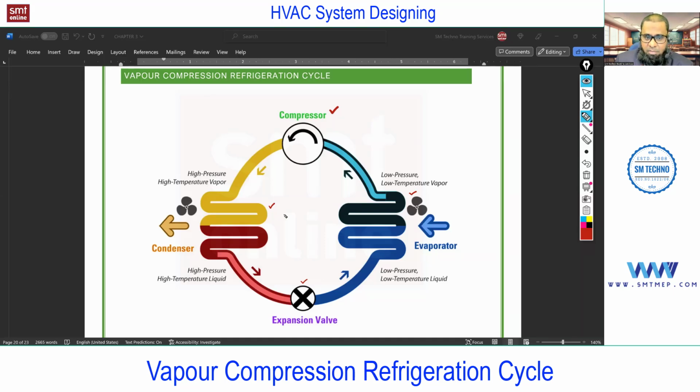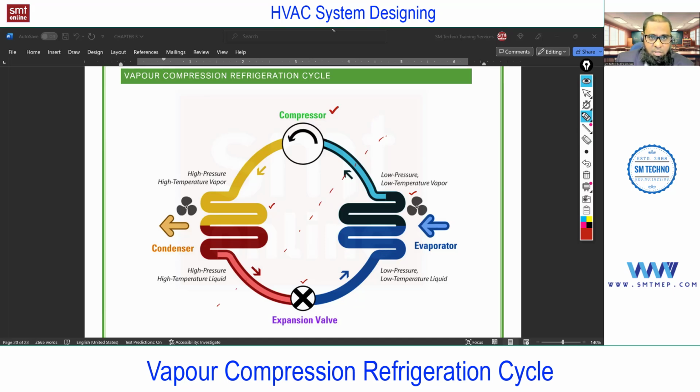So the cycle starts from the compressor, right? And if you consider the high and low side, you see the compressor and condenser come under the high side, and the expansion device and evaporator come under the low side. High side and low side refer to pressure and temperature. Suppose you draw the line: the left side is the high side and the right side is the low side.